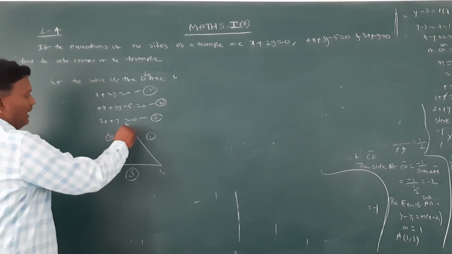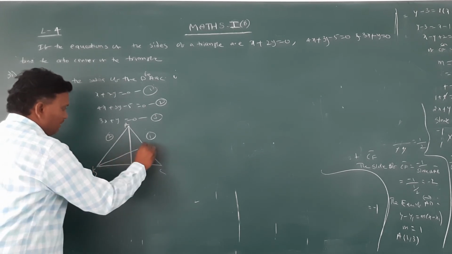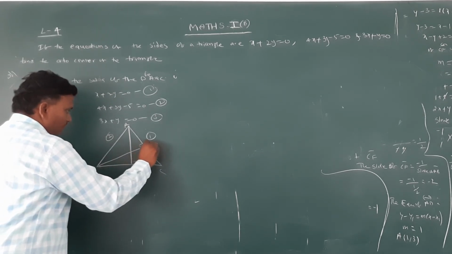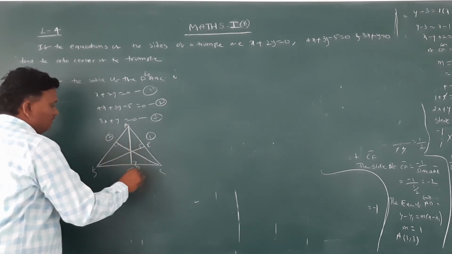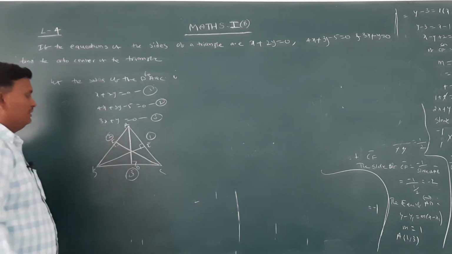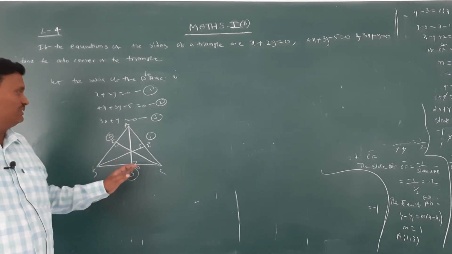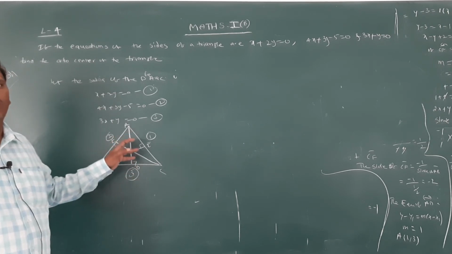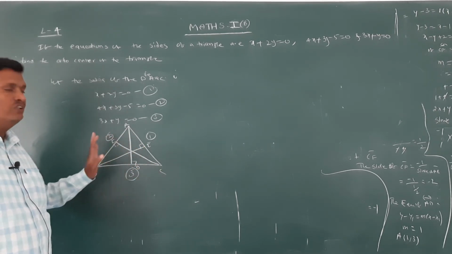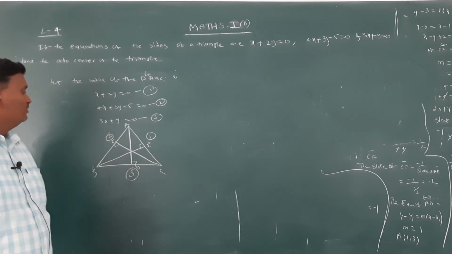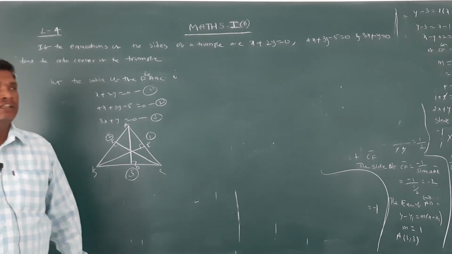Next, we draw the altitudes of the triangle, AD, BE, CF. Find the slope of BC. BC is perpendicular to AD. Find the slope of AD. Find the equation of AD. Find the equation of CF. Solve 4 and 5, we get the orthocenter of the triangle.